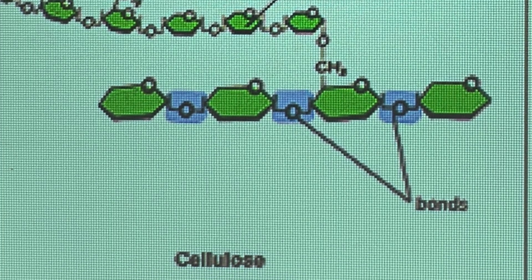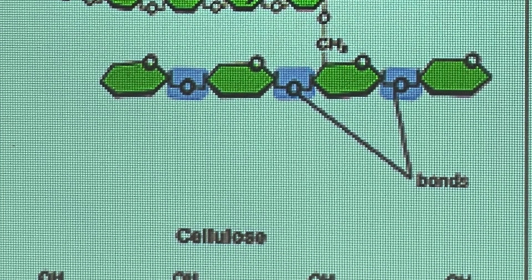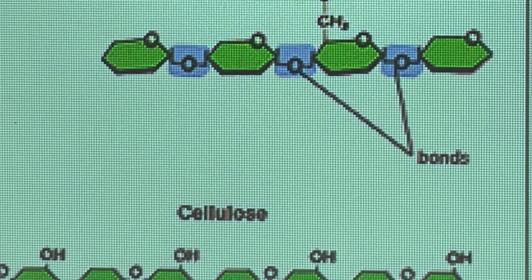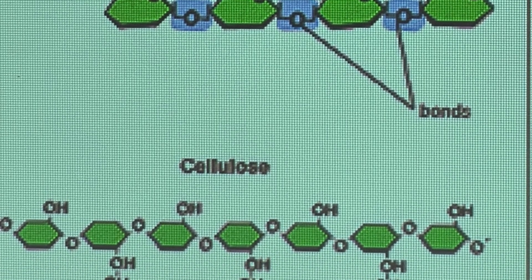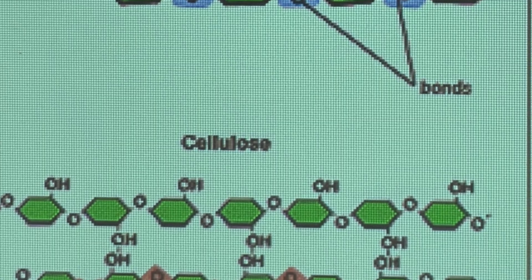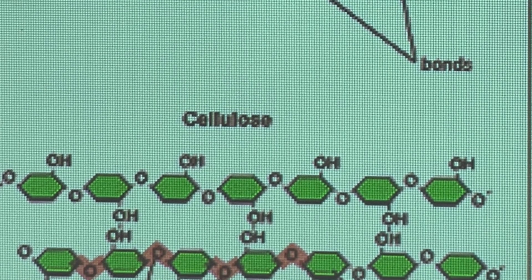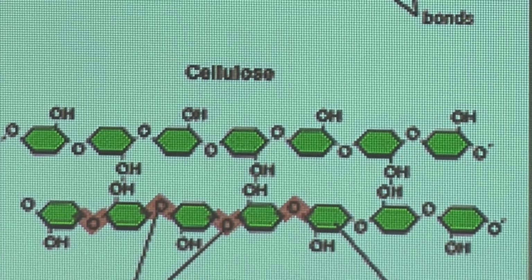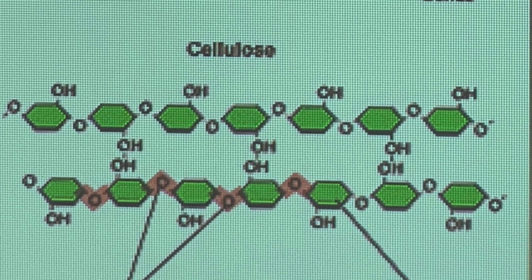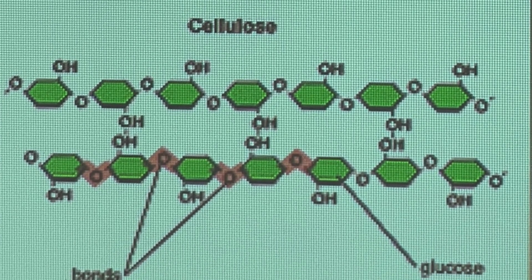Cellulose is also a long chain of glucose. In fact, all the polysaccharides are long chains of glucose. Cellulose is an important structural component of plant cells. It makes up plant cell walls. I do want you to get that. That is cellulose, plant cell walls.